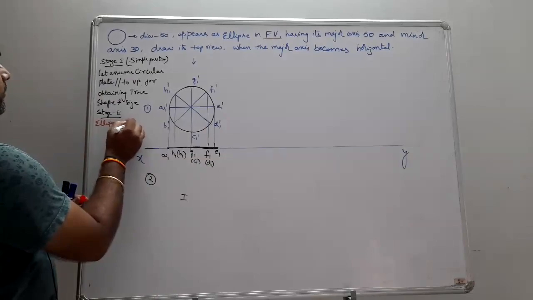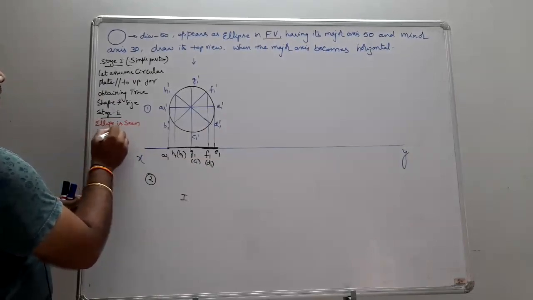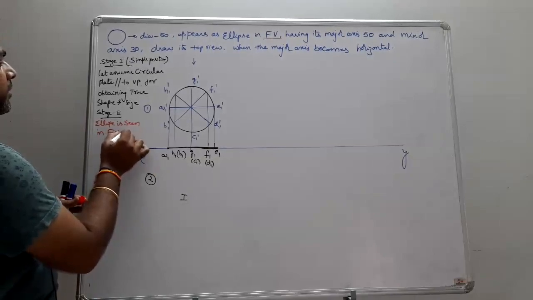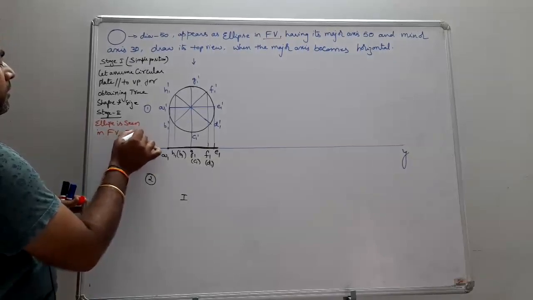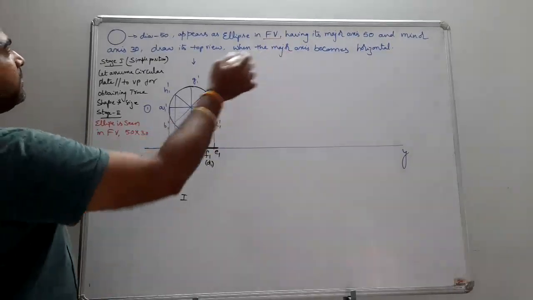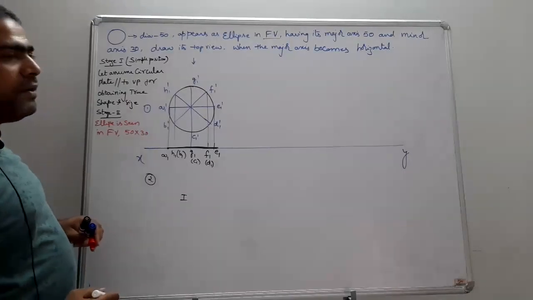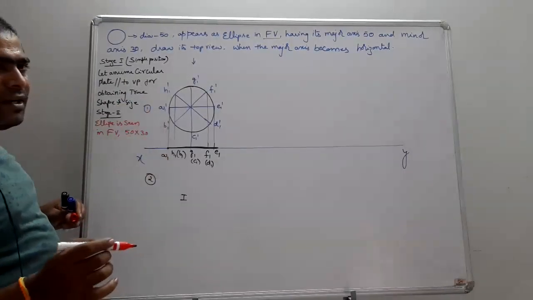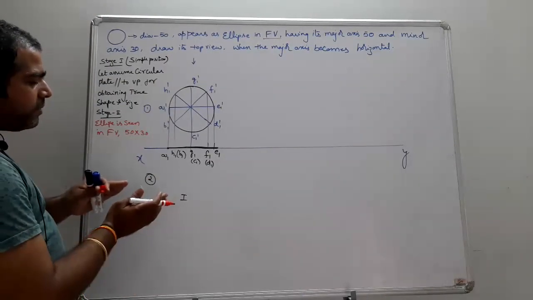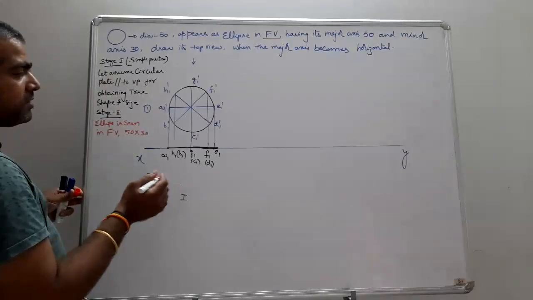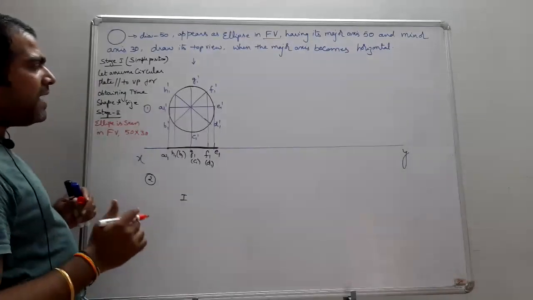Ellipse is seen in front view. Sides of front view, that is 50 by 30. So 50 by 30, okay. So it appears as an ellipse in front view having its major axis 50 by 30. So in general, we are supposed to construct step 3 beside step 2, okay. But we know the ellipse which is going to be directly in front of you.